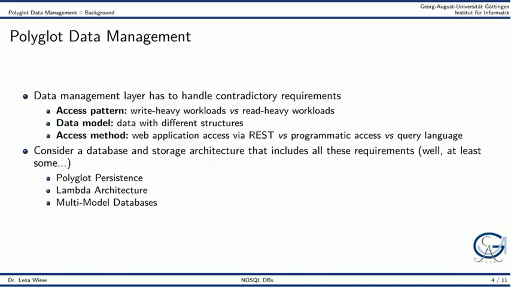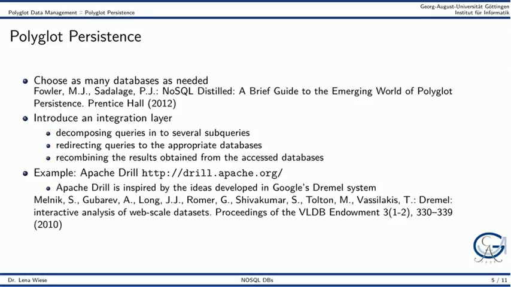Now, instead of choosing just a single database system that only meets one or two requirements, we will look at several options for architectures that can satisfy several of these requirements. The first option is polyglot persistence. With the idea of polyglot persistence, you can choose as many databases as you need to satisfy all requirements of your applications. In order to offer unified access to all databases, an integration layer should be introduced.